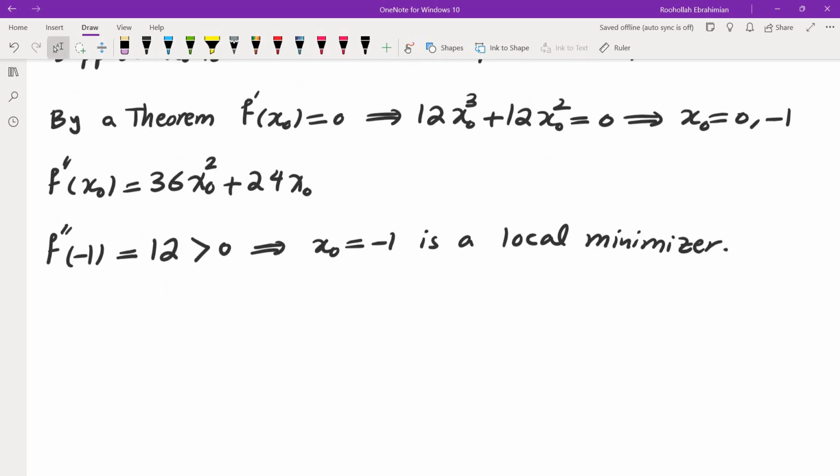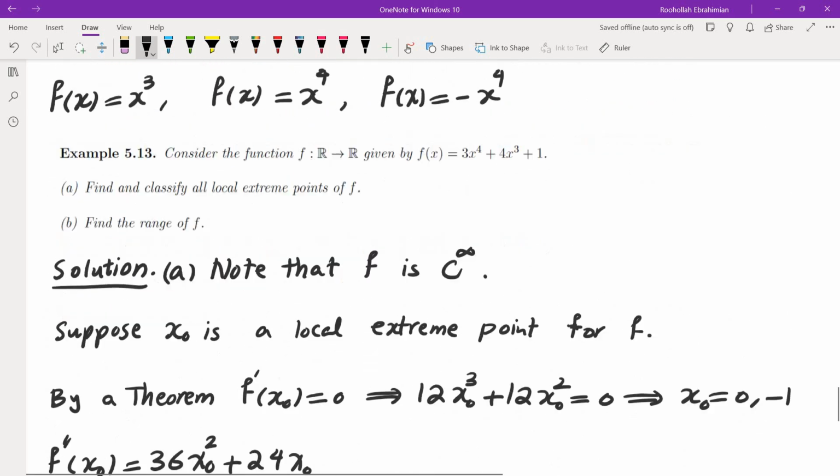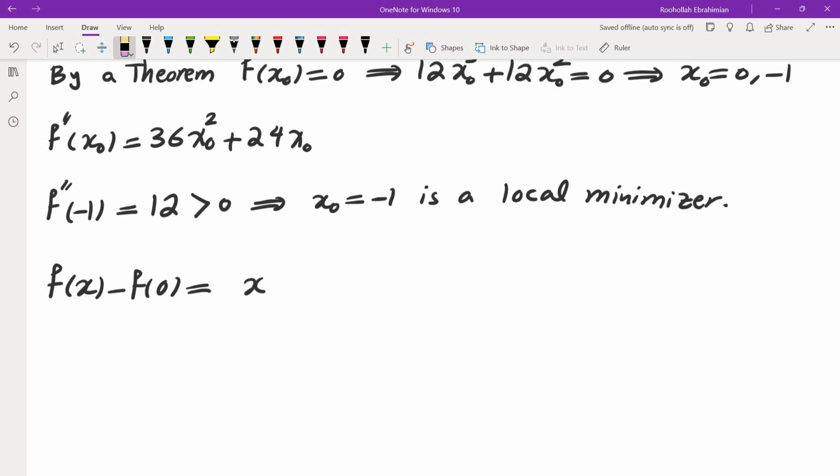How about 0? So if you look at the function and subtract f of 0 from that, we get 3x to the fourth plus 4x cubed. F of 0 is 1. We get 3x to the fourth plus 4x cubed, which is x cubed times 3x plus 4.